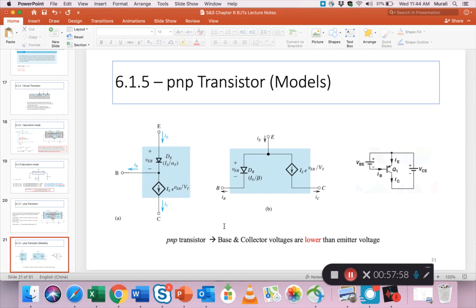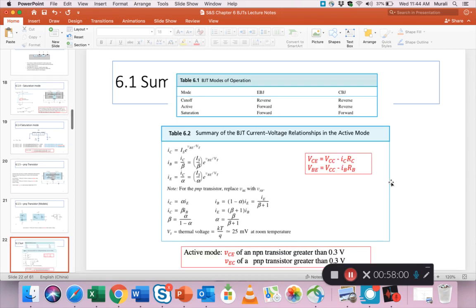There are models, there are circuits. Here's a summary of all the modes and all the relationships that we have looked at so far. The three currents, how the currents are related to each other, the alpha and the beta, and how they are related to each other, the VT, the thermal voltage. It's all been nicely summarized. A couple more important relationships for problem solving that you'll see in the next few slides. I also brought them here so you have everything in here.